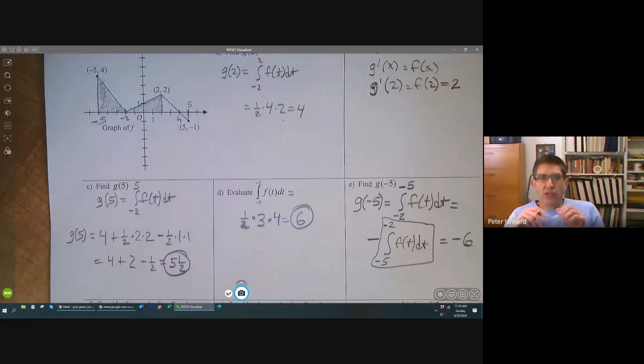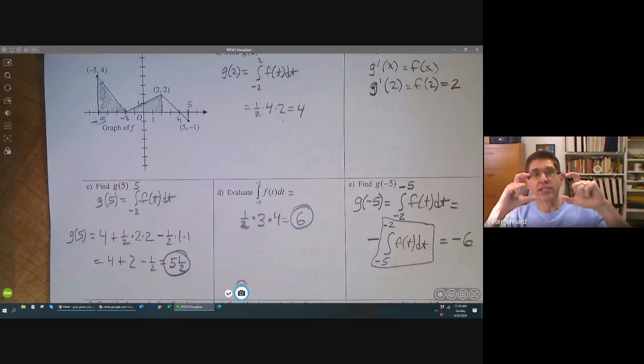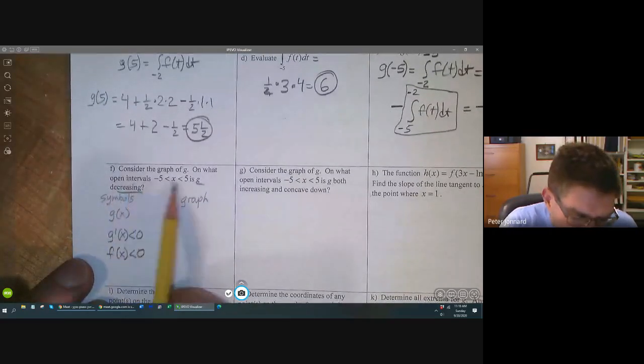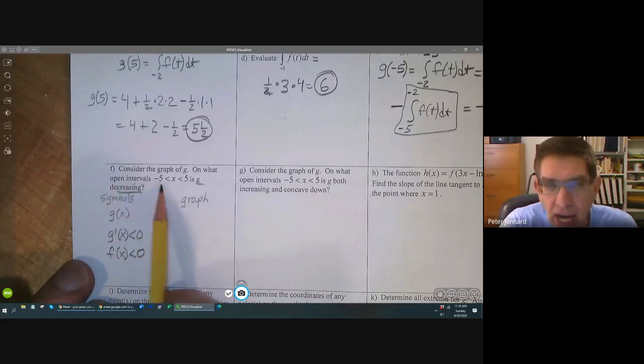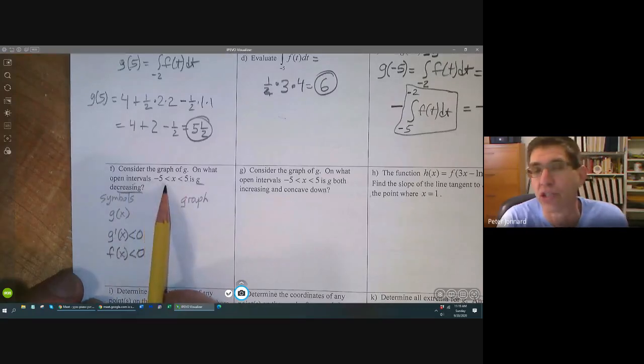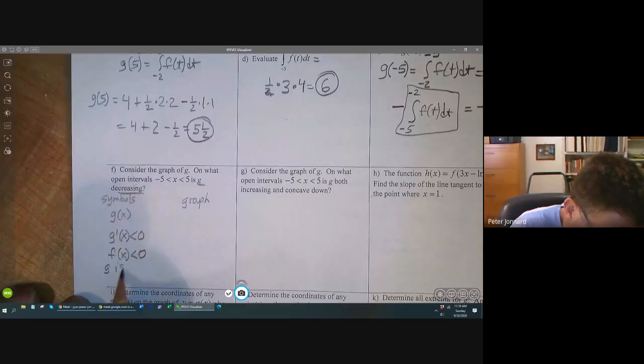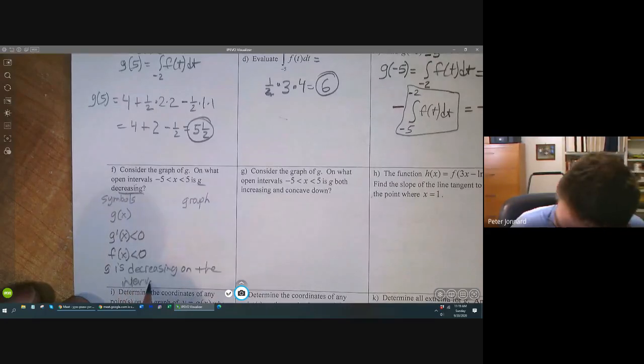Now, you could argue that the graph of G is decreasing on the interval from 4 to 5, and that would be an accurate statement. You could use brackets there. But the problem is this question is specifically saying open intervals, and it's not allowing us to use 5 or 4. And so we have to say G is decreasing on the interval from 4 to 5, like so.